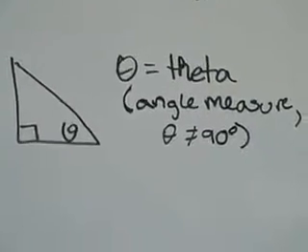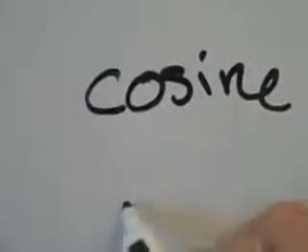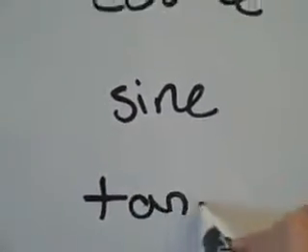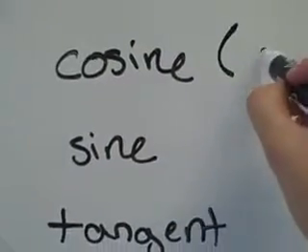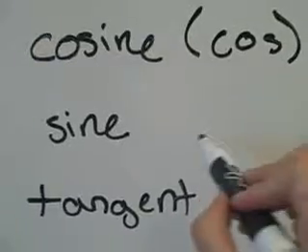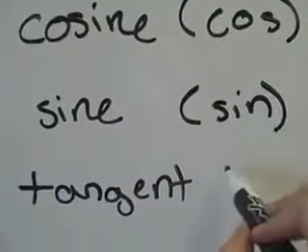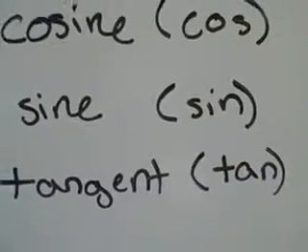Right. We have three trig functions. We have cosine, sine, and tangent. We abbreviate cosine, COS. We abbreviate sine, SIN. And we abbreviate tangent, TAN.